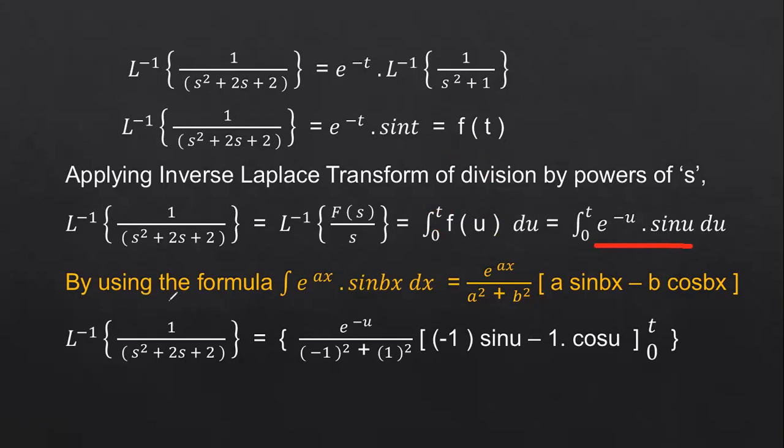Now this function has a formula: integration of e power ax into sine bx dx, which is the same as e power ax by a square plus b square into a sine bx minus b cos bx. If you compare this formula with our equation, here a is equal to minus 1, and b value is equal to 1.